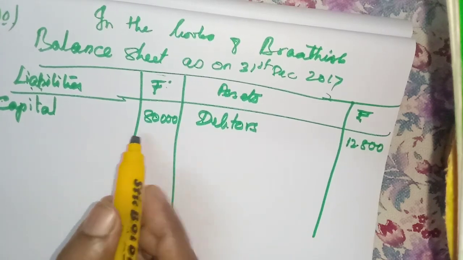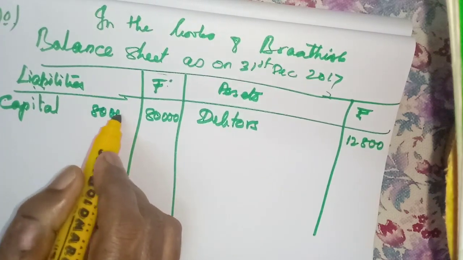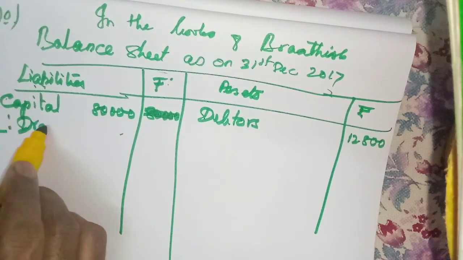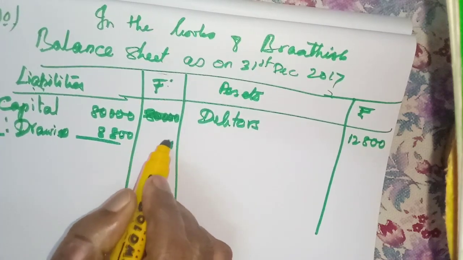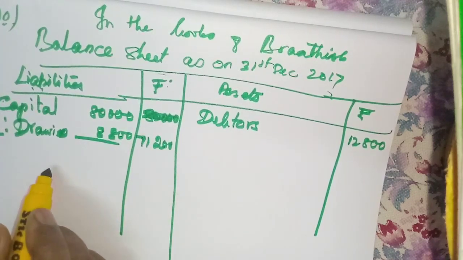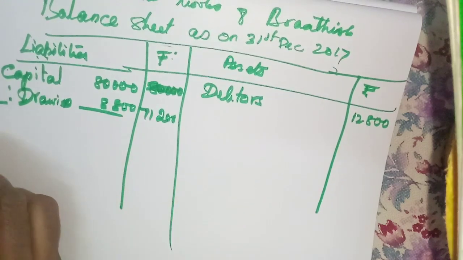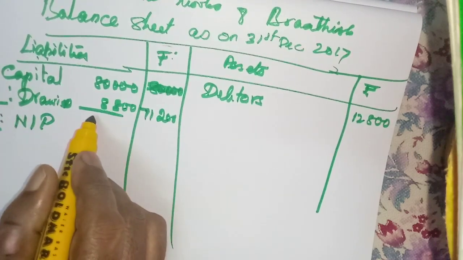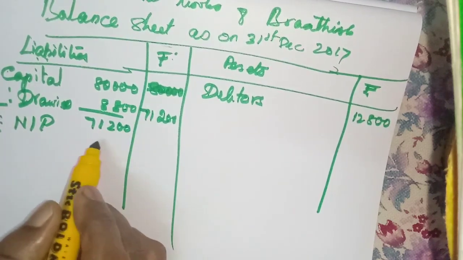Here from capital and drawings we cannot write here. From the capital we have to deduct the drawings. Less drawings 8,800. 71,200. Sorry students, again we need to add net profit. Okay, net profit is 4,800.